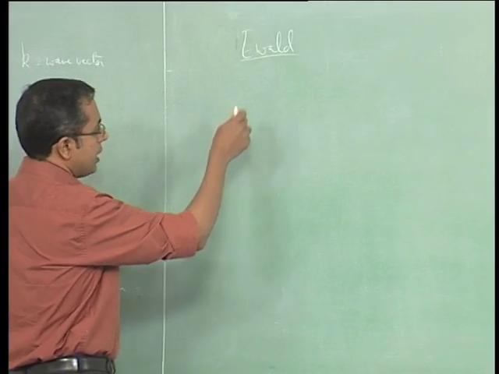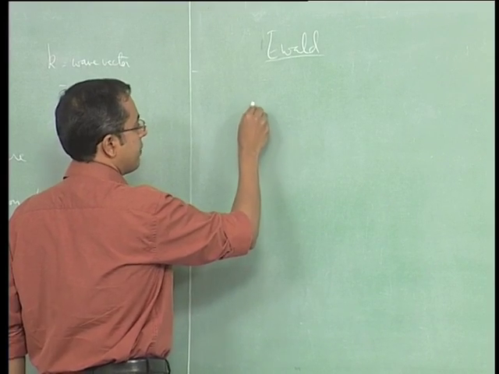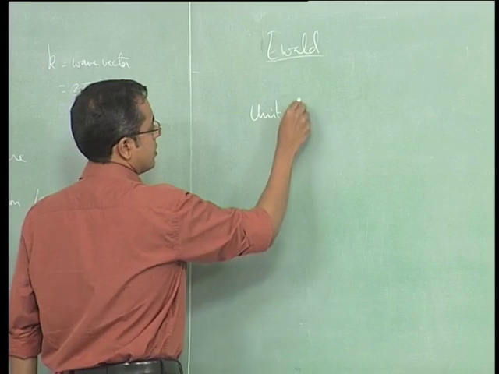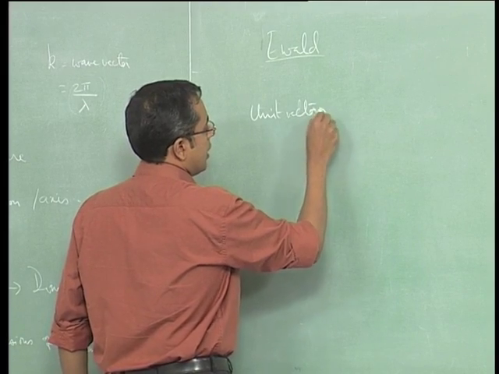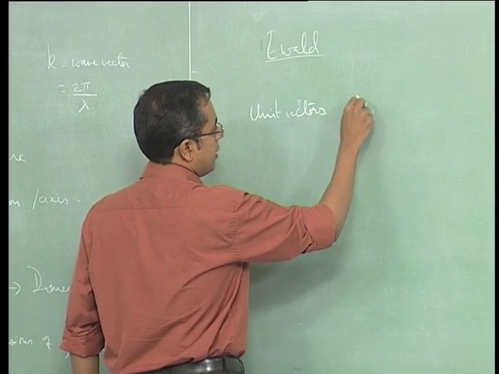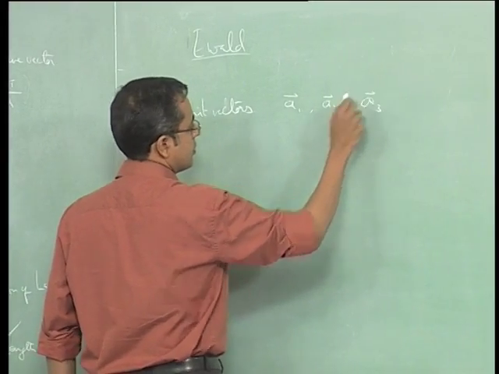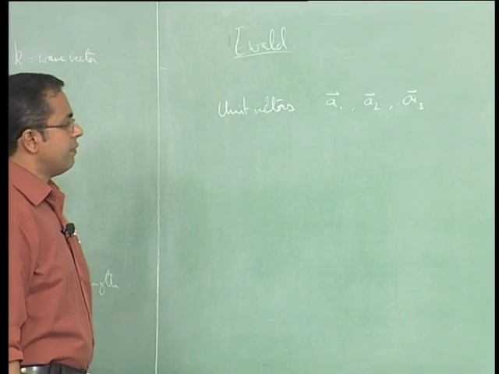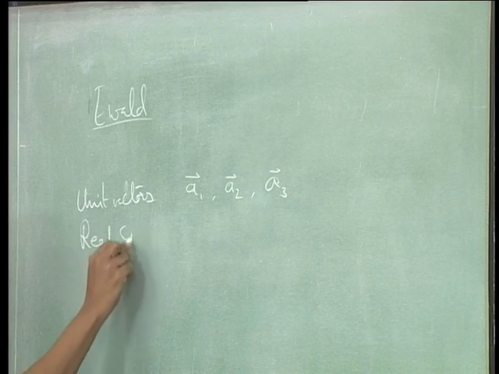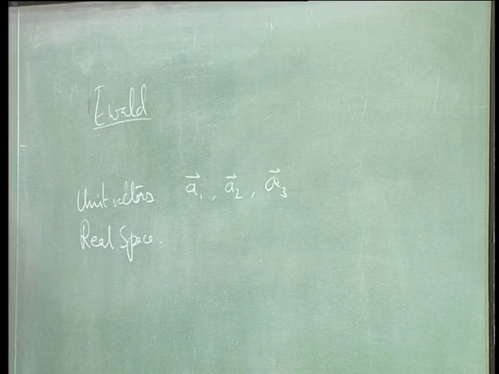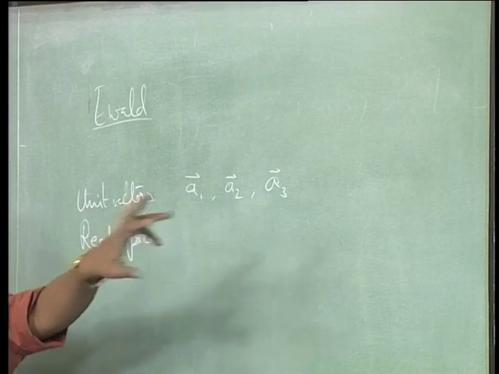When you look at real lattice, real space, we say that we are usually defining it by unit vectors, and typically we would use the notation A1, A2 and A3. So A1, A2 and A3 are unit vectors in real space. We have a crystal structure in real space represented by these unit vectors A1, A2 and A3.